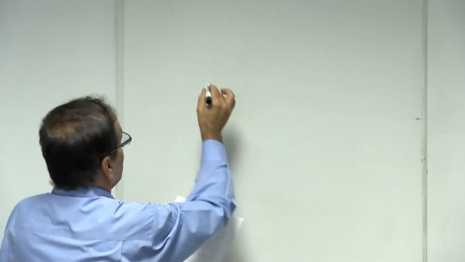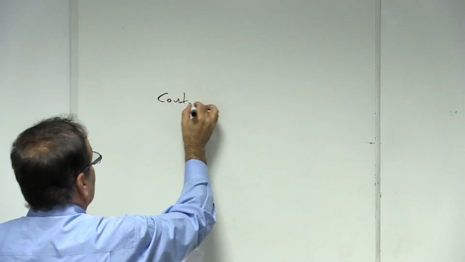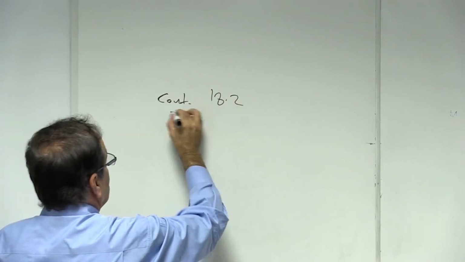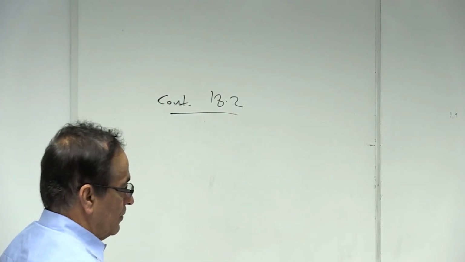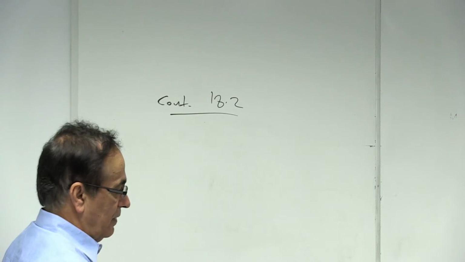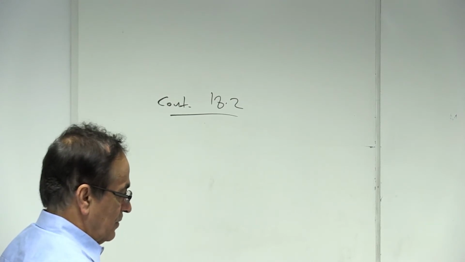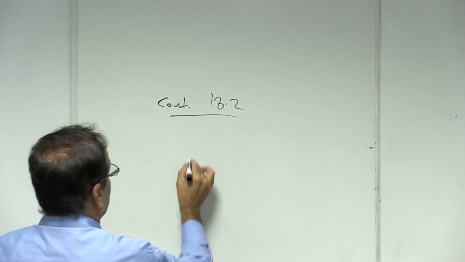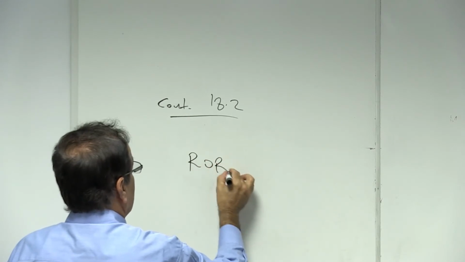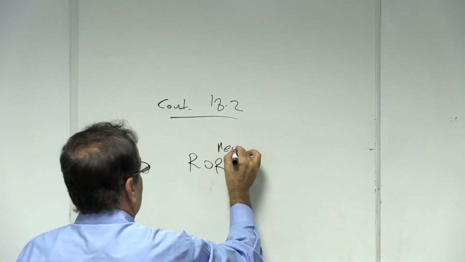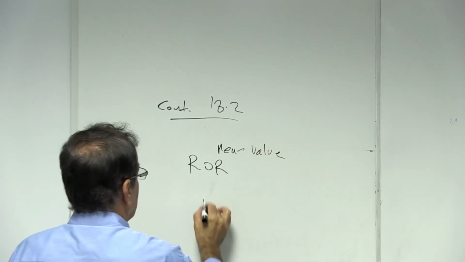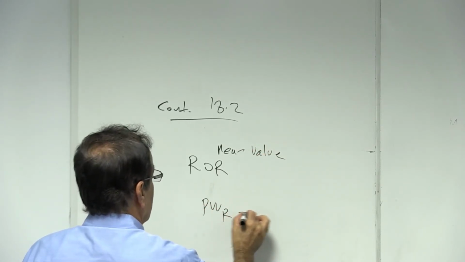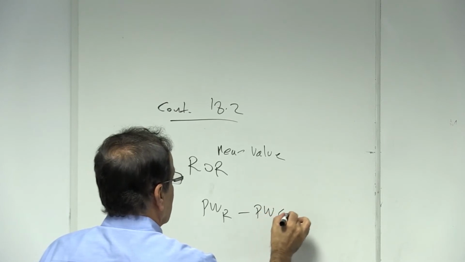All right, we're going to continue with example 18.2. So we found the mean value for initial cost, net income, life, and salvage value. Now we are trying to find the rate of return based on mean value. So what we're going to do is set present worth of revenue minus present worth of cost equals 0.